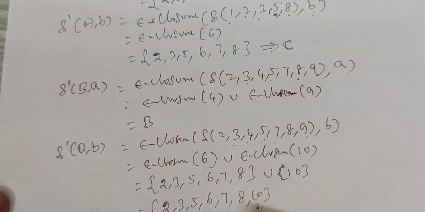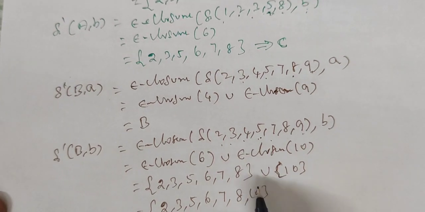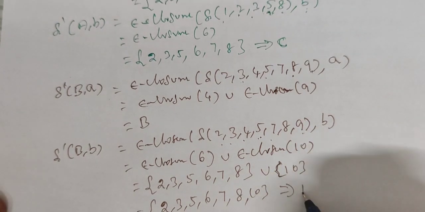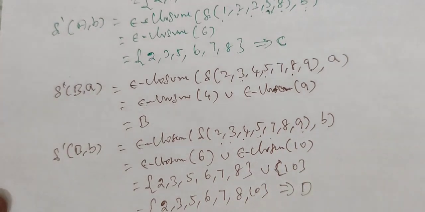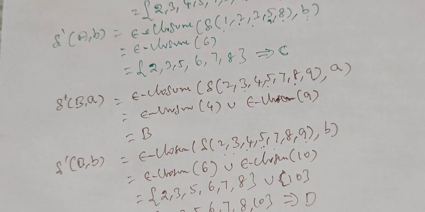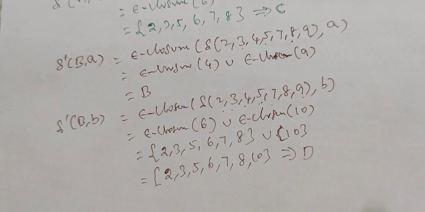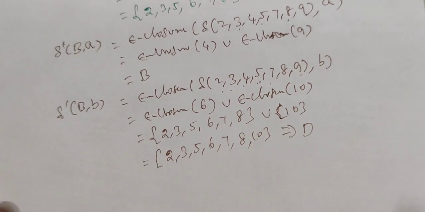Okay. Now 10 is a new state. So this has not been repeated in the previous states. So now this is going to be a new state. Now this is called state D. Okay. We will just name this as state D. Now for B, we have applied two inputs now. The next is, we will go for C now. C we have to apply.